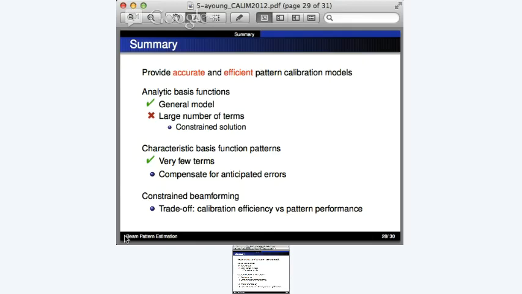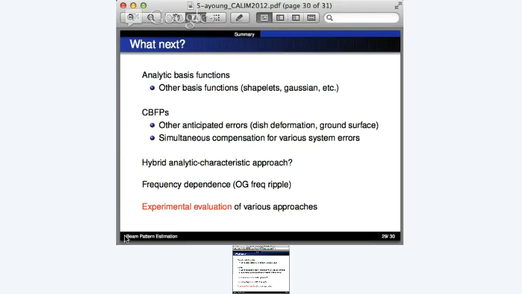Looking at characteristic-based functions, they, of course, have the advantage that they are much more efficient, requiring fewer terms, and they're applied to compensate for certain anticipated errors. What's interesting to see is how well these basis functions would perform for other kinds of errors as well. And using a constrained beamforming approach, we came to a trade-off between calibration efficiency and pattern performance. So what's next? Well, of course, there are a lot more analytic basis functions that can be considered. So hopefully we'll get to these in time.